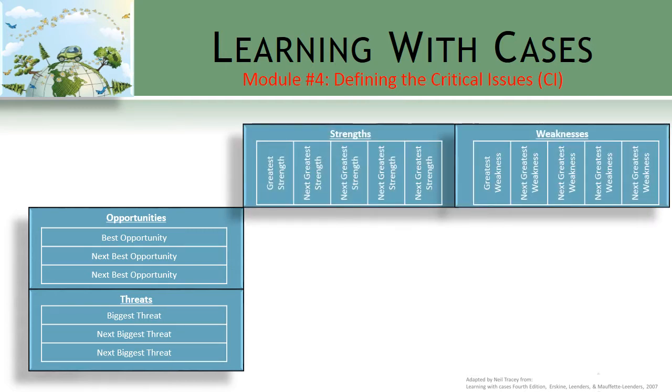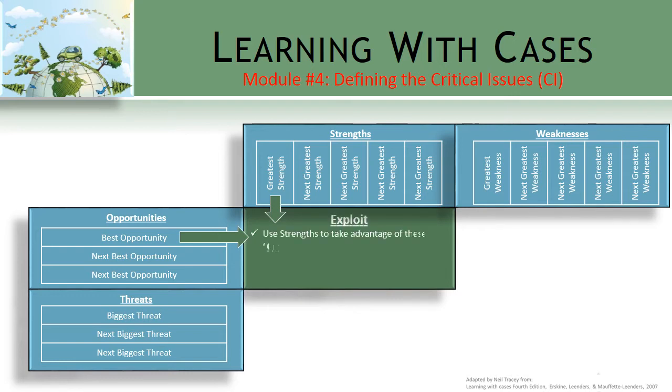The next step in our analysis is to attempt to match our greatest strengths with our biggest opportunities. This helps us to identify and target opportunities that are a good fit with the strengths of the organization. We call these pairings critical opportunities. These critical opportunities should be exploited to help the company thrive and succeed.